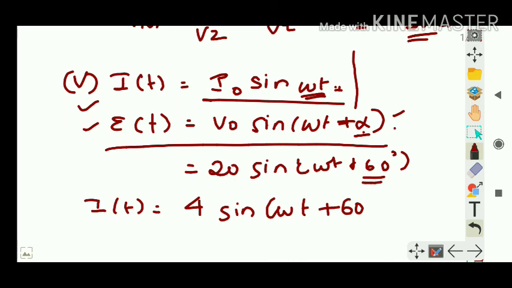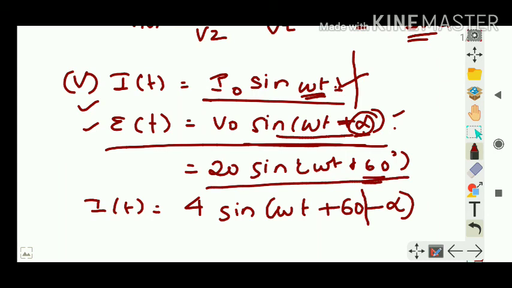Value which is given in what? EMF, right? From there I have to remove alpha, right? So from this equation, if I remove alpha, then only I get this section. So similarly, in our question, this is given as the value of what? Voltage. From there I have to remove alpha, right?